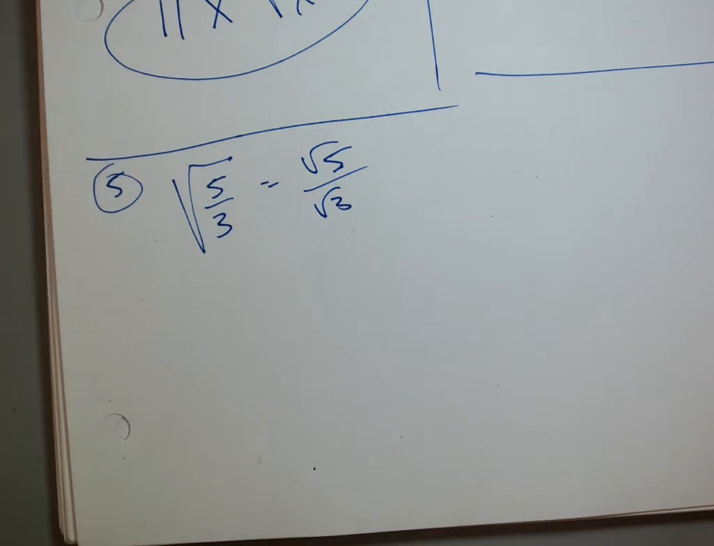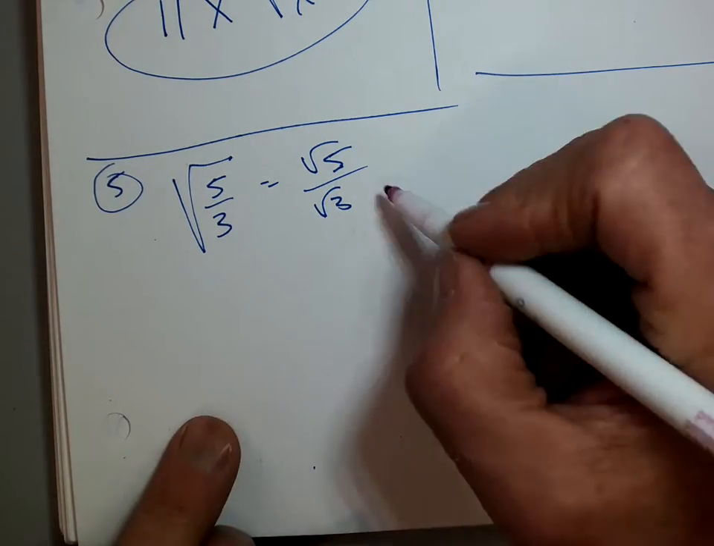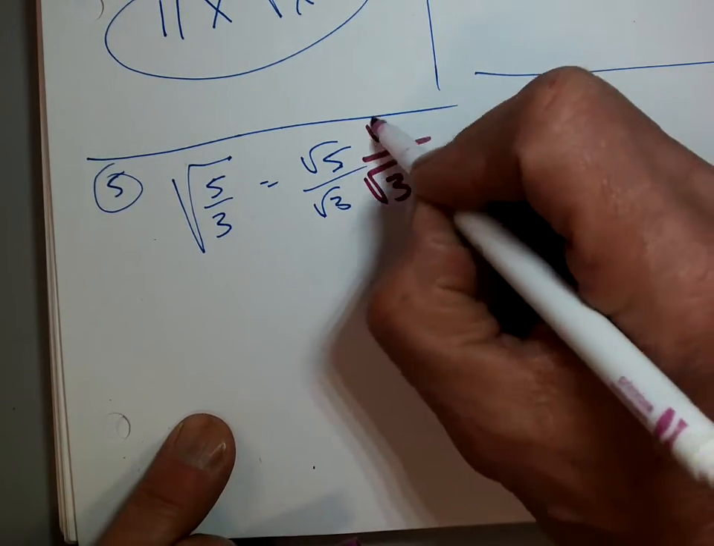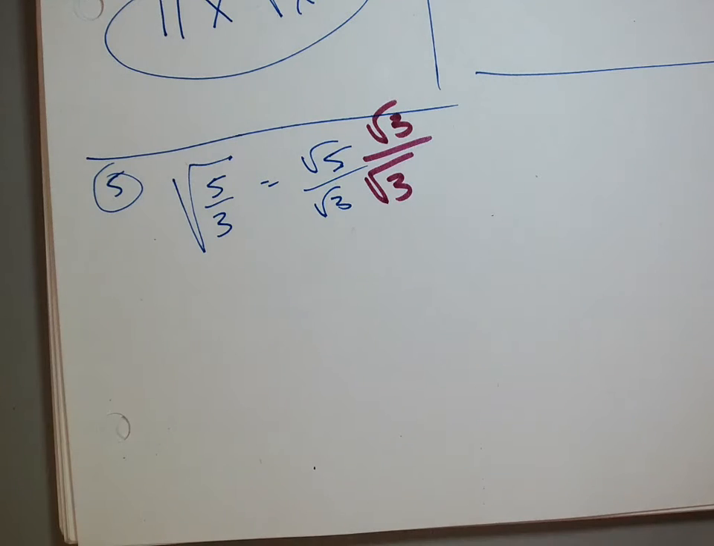So I'm going to multiply the problem with the problem. You fix the problem with the problem. What's the problem? The problem is the square root of 3. So if I multiply by the square root of 3, fix the problem with the problem, it'll clear it. It's going to clear the square root.